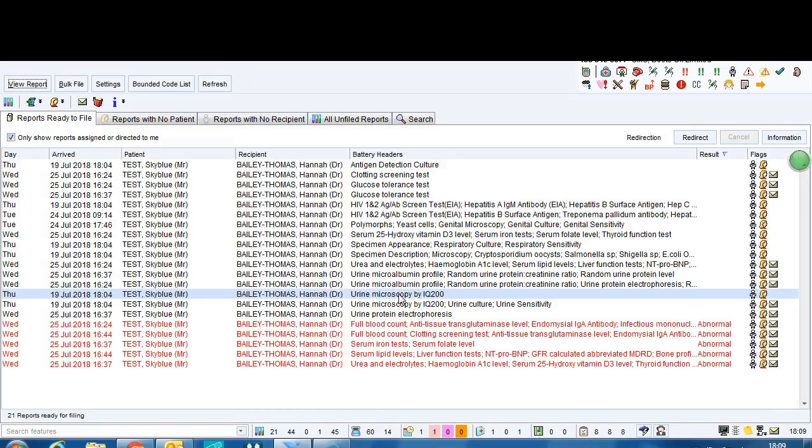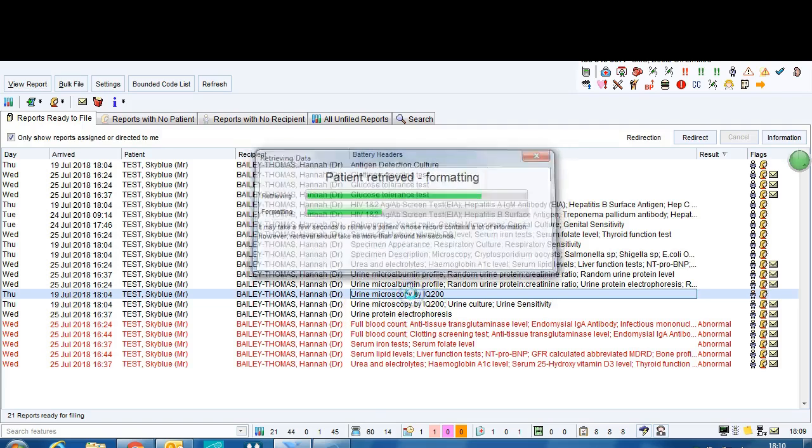Okay, so now we're going to look at urine results. Urine microscopy is infection, microalbumin is protein, and there's some other weird ones like this. Let's look at infection.